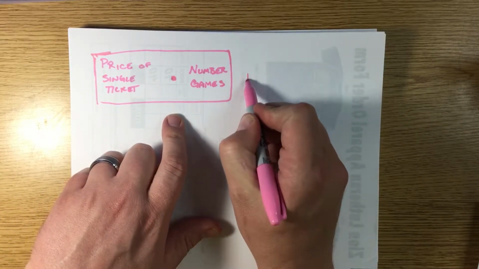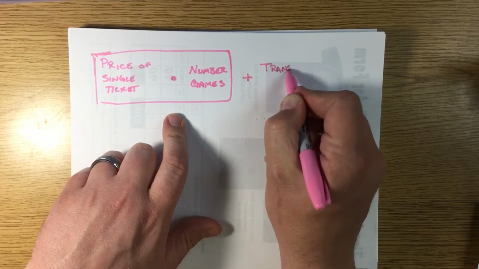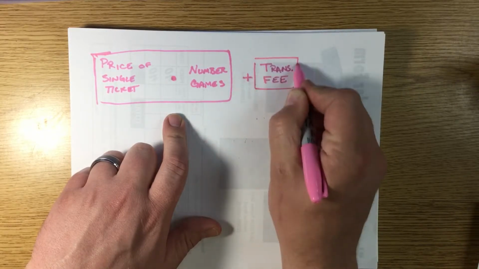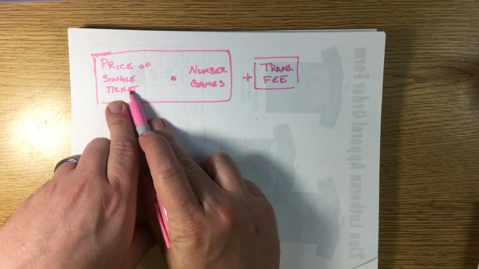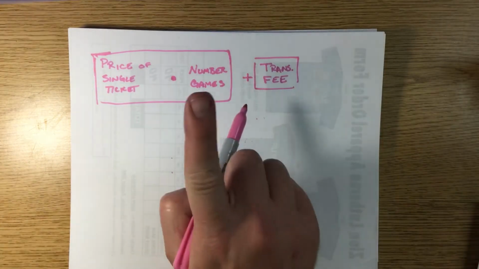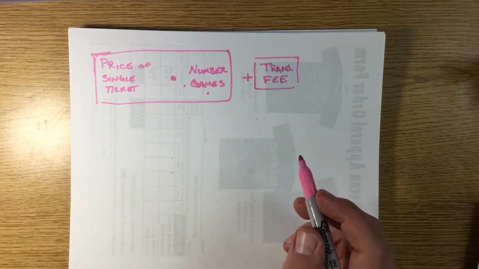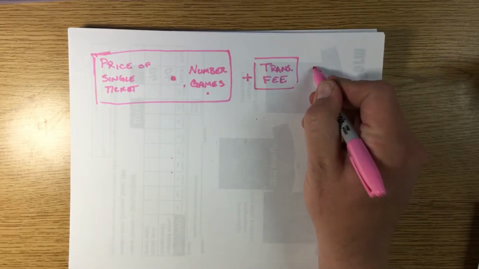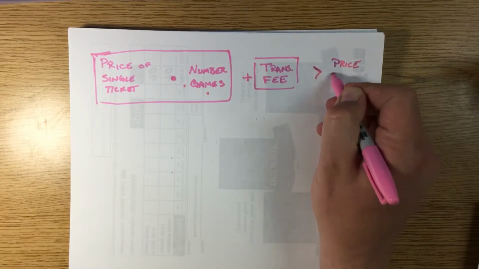But remember, it also said there's a one-time transaction fee of $5. So I'm going to write trans fee because I'm already running out of room. So on top of the price of the single ticket times the number of games, I also have to add that transaction fee, but I only have to do that one time. I don't have to do that for every single game. I want to know at what point this is going to be greater than the price of the season tickets.